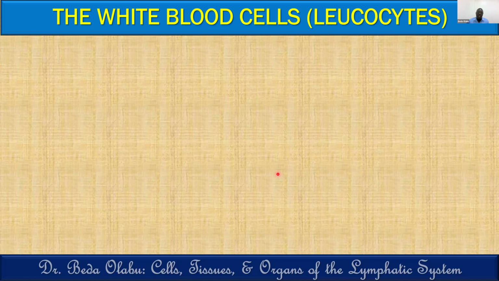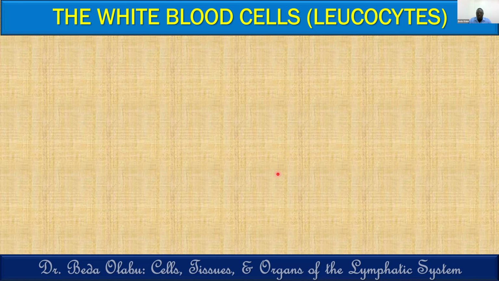We have the red blood cells, which are the majority, occupying about 42 to 45% of the whole blood, generally speaking. And in other quarters, that is what is called the hematocrit, or the packed cell volume. Then we have what we call the platelets, which are responsible for clotting. The third entity of the formed elements are the white blood cells, which are important in immune functions. I want us to now outline these white blood cells.